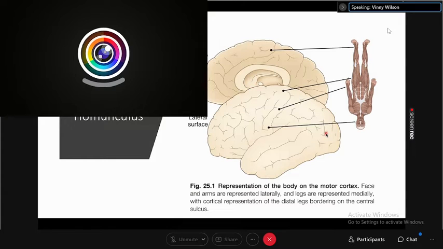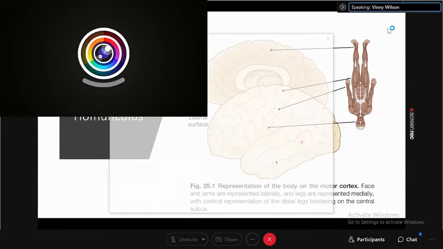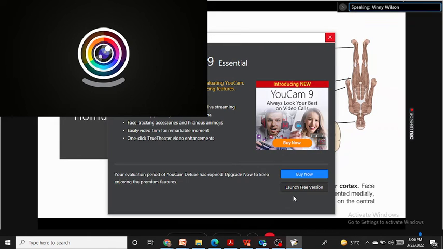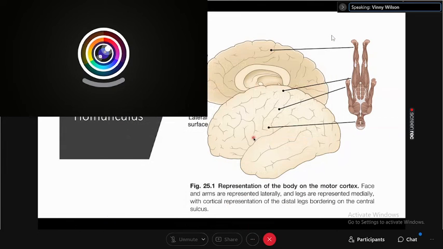How is the body represented? The body is represented in an inverse way, where the head is facing the lateral surface of the cerebral convexity, and the arms are slightly above, still on the cerebral convexity, and the trunk and the proximal leg would be here, and the distal part of the lower leg would be on the medial aspect of the cerebral hemisphere. So the cerebral convexity is represented by the face, the arm, the trunk, and the proximal lower limb, whereas the distal lower limb is on the inner side, that is the medial aspect of the hemisphere.